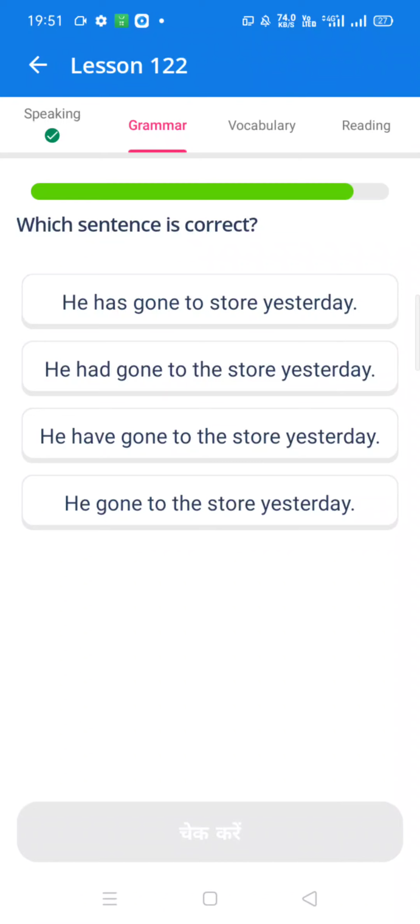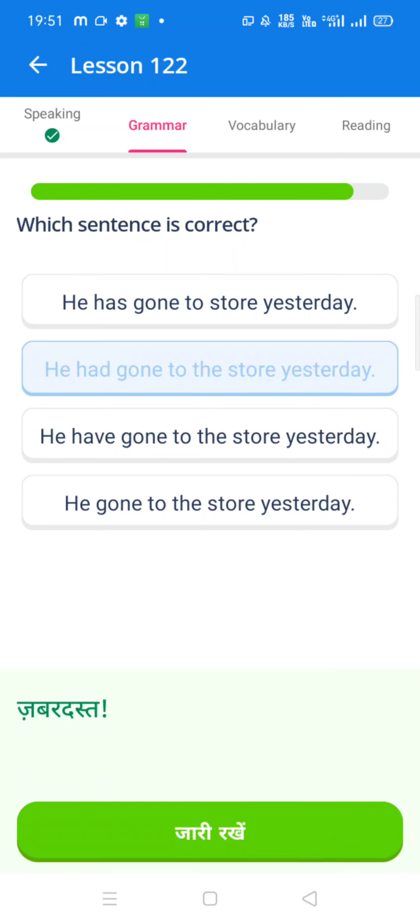Let us go. Which sentence is correct? He has gone to store yesterday. He had gone to the store yesterday. He have gone to the store yesterday. He gone to the store yesterday. Okay, Karan, Shikha. Okay, let me check. Correct. The answer is correct. Okay. So Tia, you write a tick mark. Give the next question.